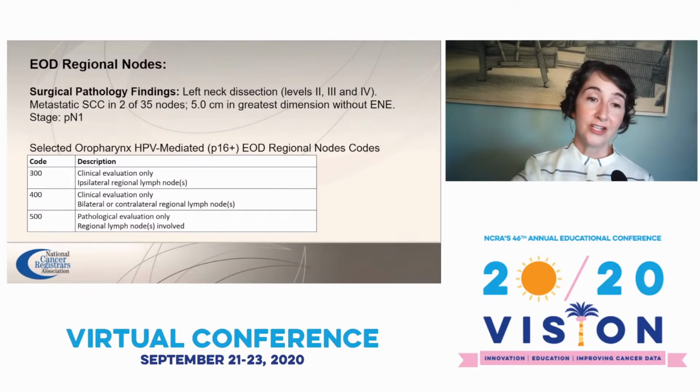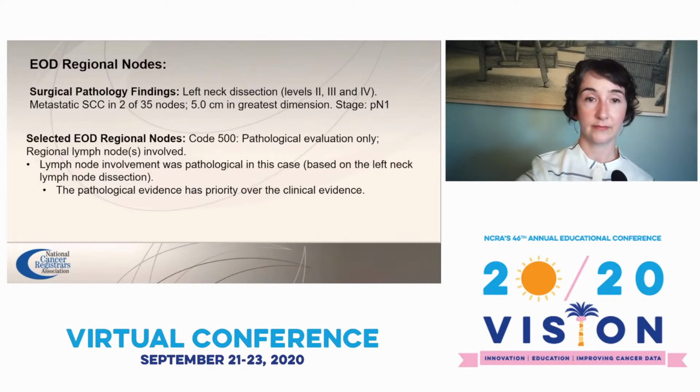So the EOD regional nodes is coded based on the laterality of the nodal involvement and whether the involvement was only clinical or pathological. In this case, there was pathological evidence of involvement, so an EOD regional nodes code must be a pathological evaluation code. So the selected EOD regional nodes code is 500. There was pathological evidence from the left neck lymph node dissection, and it proved multiple involved lymph nodes.